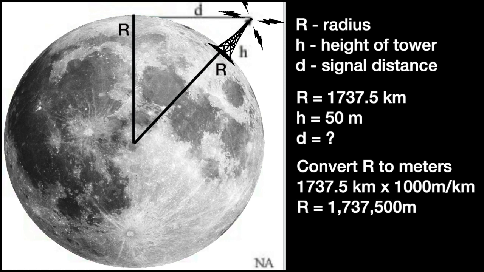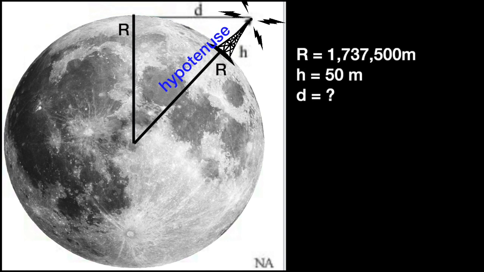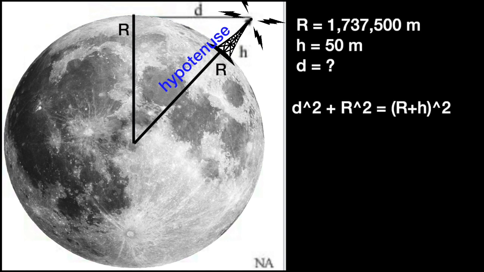In this case, it is quicker to solve if we apply our variables to the Pythagorean formula. So here, d squared represents one of the smaller sides. The radius, r, of the moon represents a smaller side, and the radius plus the height of the tower is the hypotenuse. See, those are together to make one line, r plus h. This can be written as d squared plus r squared equals (r plus h) squared.